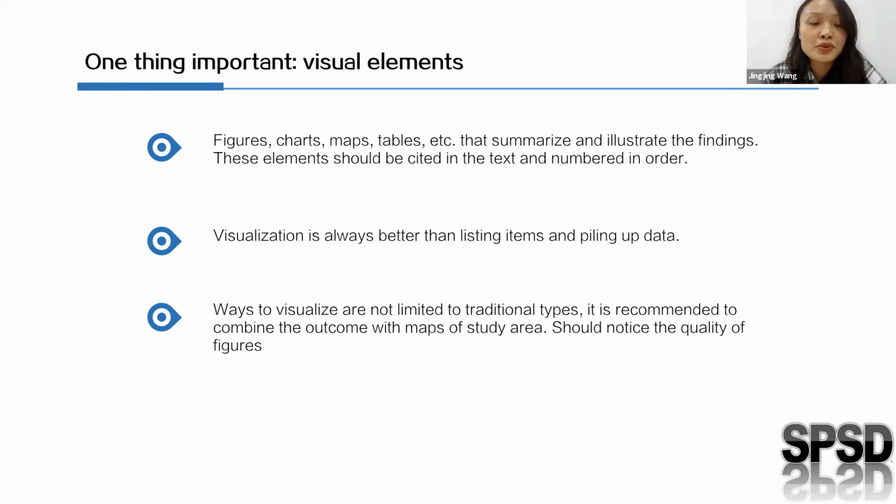So ways to visualize are important, and they are not limited to traditional graphs, pie charts, and line charts like this. For our field, it is recommended to combine your outcome with maps of your study area and make the research result more understandable and clear. And of course, not all results can be visualized. You can just try if possible. It is an easy way to make the paper more professional and acceptable.